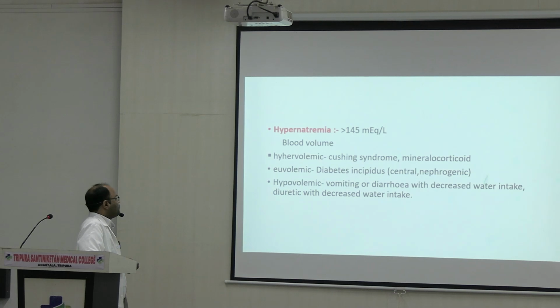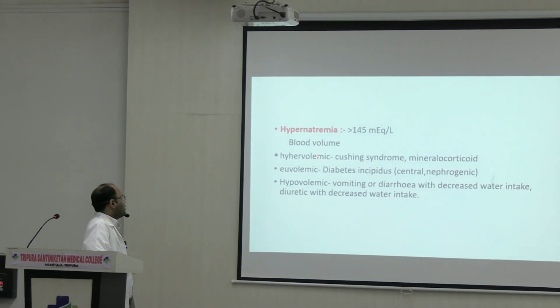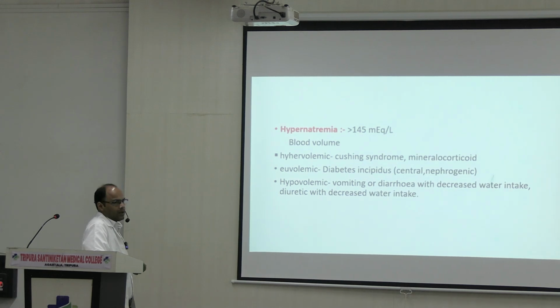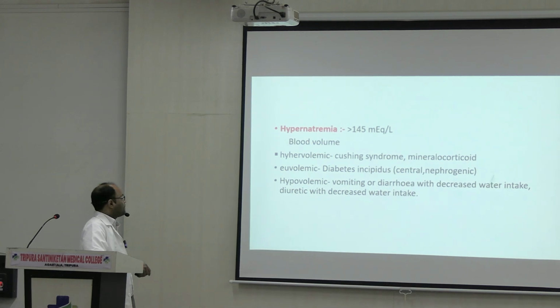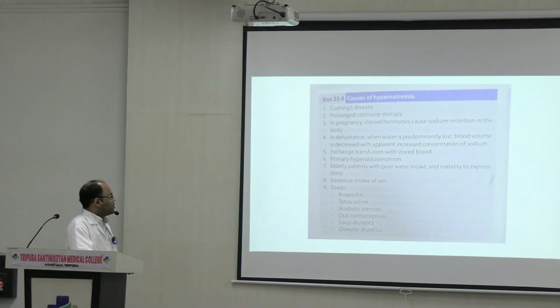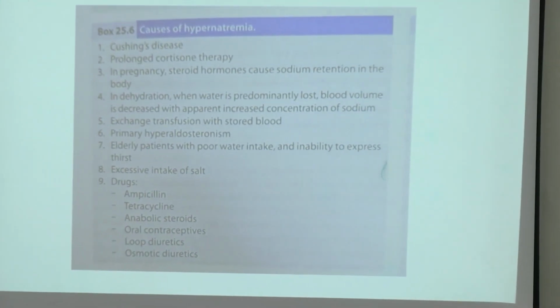Okay. Next, hypernatremia. Again, we have to see the blood volume. If hypervolemic, conditions like Cushing syndrome and mineralocorticoid therapy. Euvolemic, like diabetes insipidus, either central or nephrogenic. Next is hypovolemic, like vomiting or diarrhea with decreased water intake, diuretics with decreased water intake. These are some causes of hypernatremia. Again I am taking it from Vasudevan, go through this.